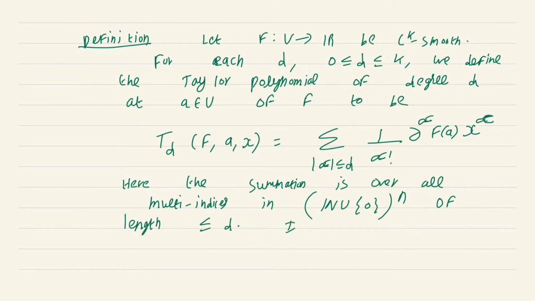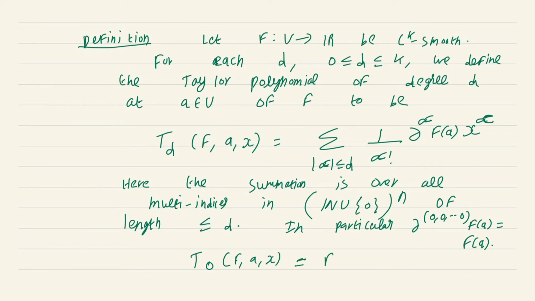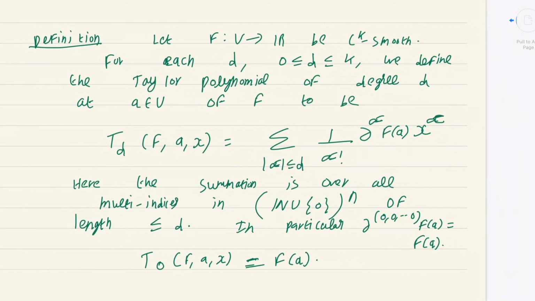In particular, del 0 0 0 0 0 of f at a is just defined to be f of a. So taking no partial derivatives at the point a just gives the function. So more concretely, T_0 f a (x) is just f of a. Okay. So these Taylor polynomials give the best polynomial approximation of the given function, and that is the content of Taylor's theorem.